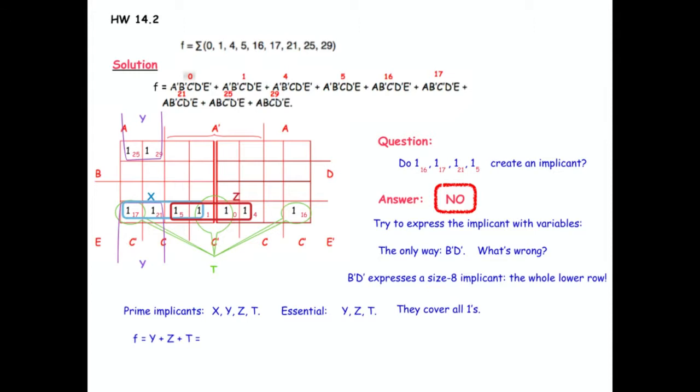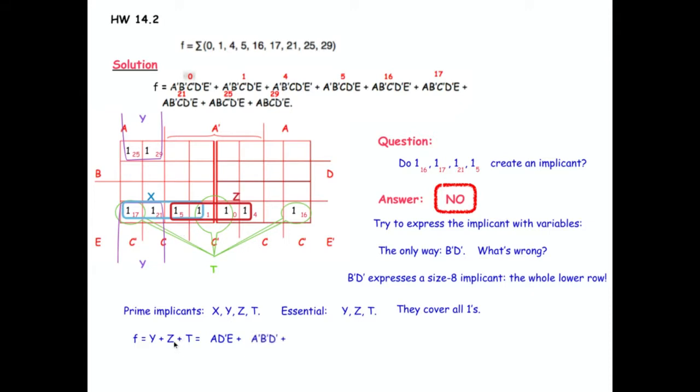Okay, so there they are. The function can be represented by Y plus Z plus T, and then we will convert them into sum of products of actual inputs. Let's say Y: it's going to be entirely within A, entirely within D prime, and entirely on the E side. So there we have it.